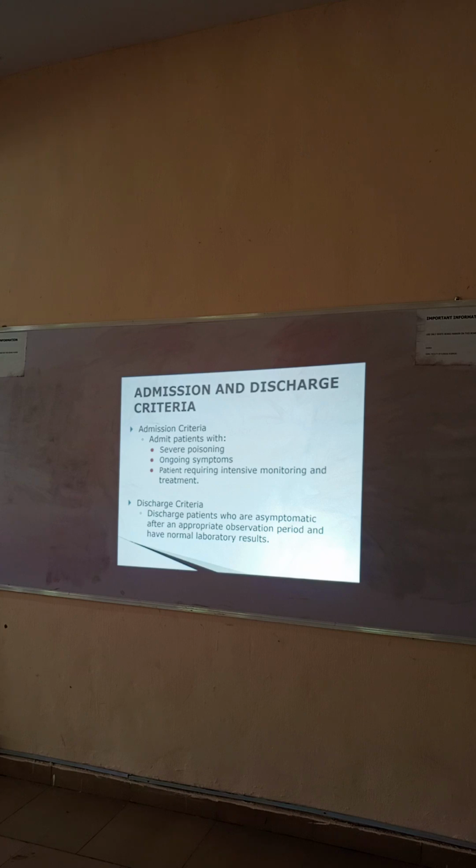So the discharge criteria: discharge patients who are asymptomatic after an appropriate observation period and have normal laboratory results. Once they don't show symptoms of poisoning again, you can discharge them. And once you do laboratory tests for these patients and the results are normal, you can discharge the patients.